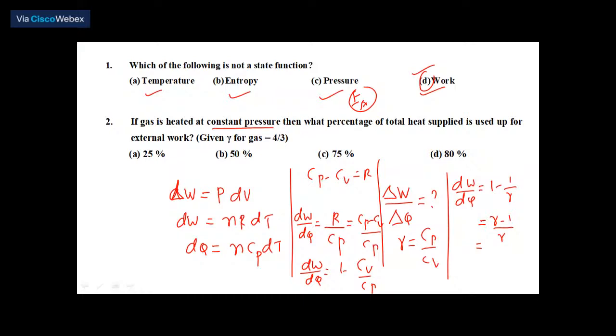Any guesses? 1 by 4. This into 100% is 0.25 into 100%, that is equal to 25%. Therefore, the correct option is 25%. Okay, therefore, the percentage of heat supplied is 25%.